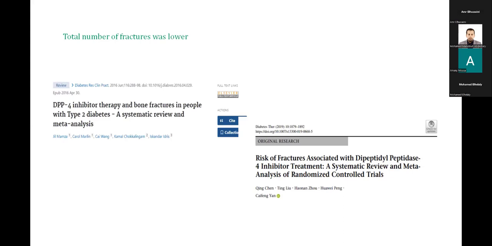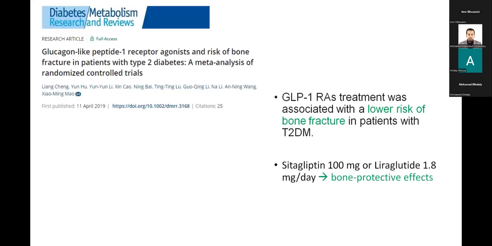In these two studies, the meta-analysis done for DPP-4 inhibitors showed that the total number of fractures was lower when DPP-4 inhibitors were used for diabetic patients. And this meta-analysis also shows that GLP-1 use is associated with lower risk of bone fracture and may also have a bone protective effect.